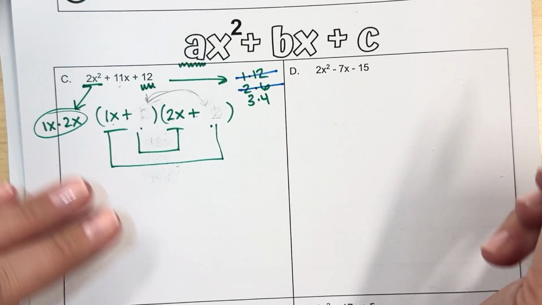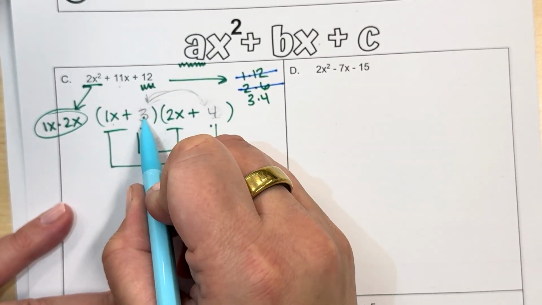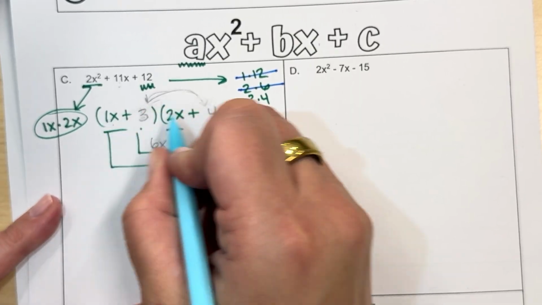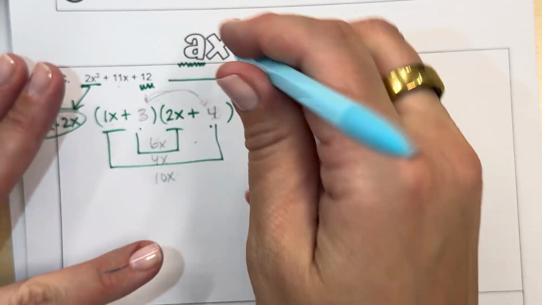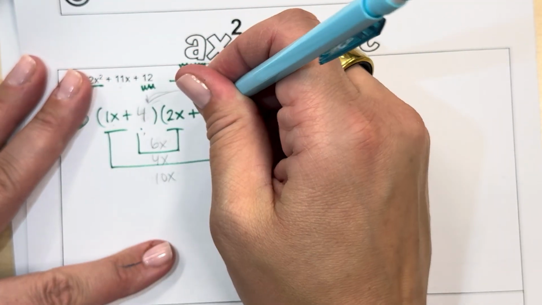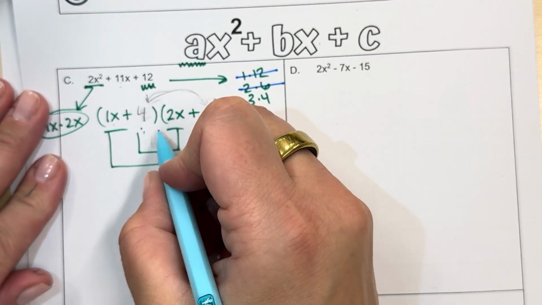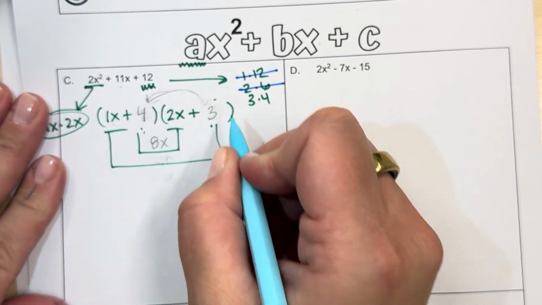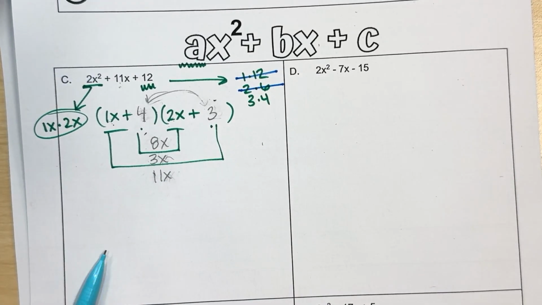Otherwise, this one's not factorable. So I'm going to plug in a 3. I'm going to plug in a 4. 3 times 2 is 6x. 1 times 4 is 4x. That makes 10x. Nope. But I have one option left. Let's put the 4 over here and the 3 over here and see what happens. 4 times 2 is 8x. 1x times 3 is 3x. Whew, finally got it. There's our answer.